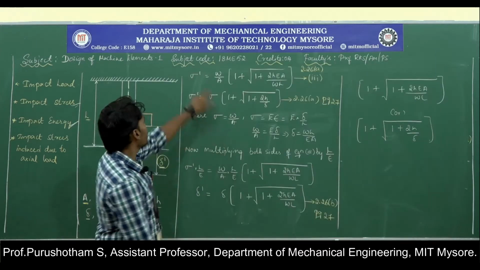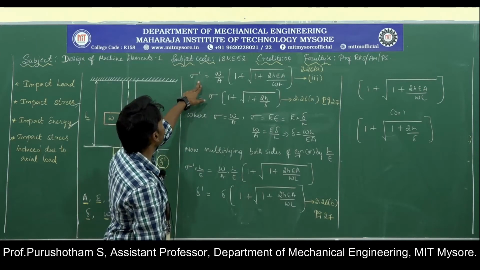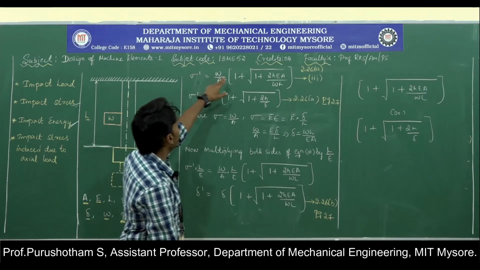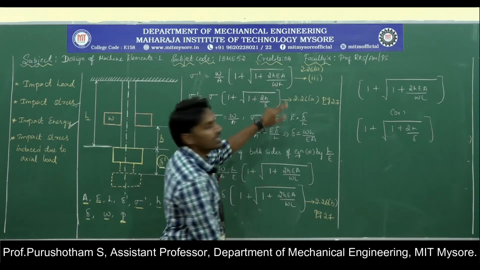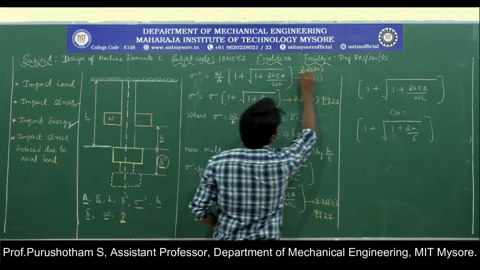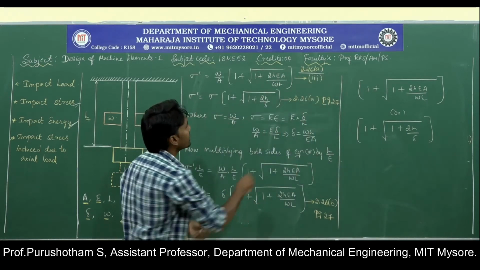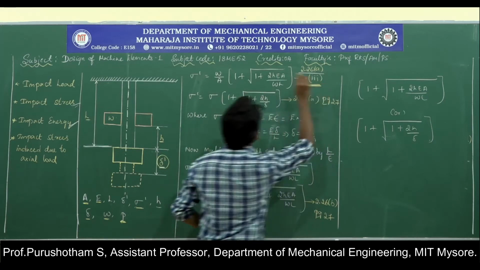Further, we are going to represent this equation in terms of static deformation as well as instantaneous deformation. In the previous step we derived sigma dash equal to W by A into 1 plus square root of 1 plus 2H EA by WL. This is called the 2.26a equation, and I am going to take this as equation number 3.